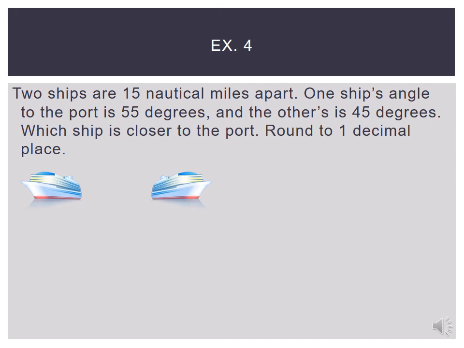Our last example is a word problem. So I'll give you a second to pause it, copy down the word problem, and then we'll draw the triangle and solution together. So two ships are 15 nautical miles apart. So we'll just write 15 miles. One ship's angle to the port is 55 and the other is 45. Which ship is closer? So we'll do a P down here for port.